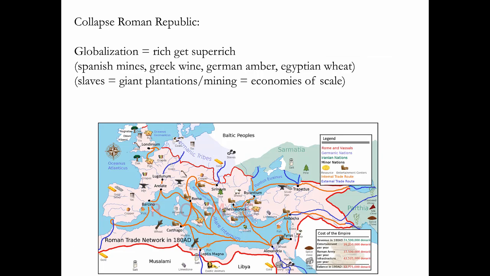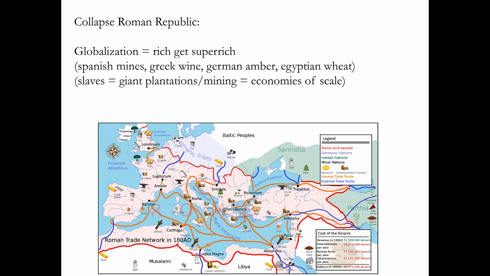Why? Well, globalization allowed the rich to get super rich. They could buy goods from far away, bring them to Rome, and sell them as exotics, sell them at a premium. Spanish mines. They could own a Spanish mine. They didn't have to go to Spain. They could just own the mine. Greek wine, German amber, Egyptian wheat. Someone has to import these things. And so you could set up a company to import German amber.